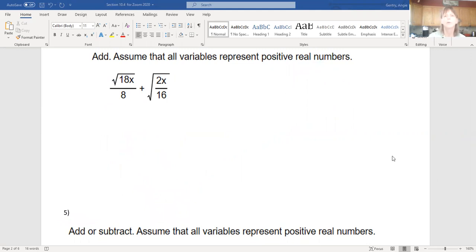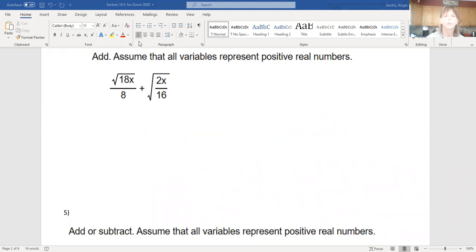Add, assume that all variables represent positive real numbers, and that just means, again, that we're not going to worry about whether we have to pull an absolute value or whatever, because we're just going to assume they're positive, so we're not going to have to worry about an imaginary number here.